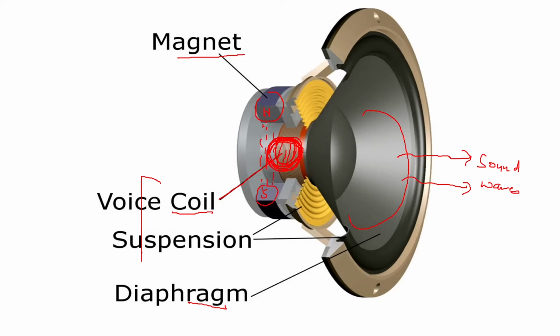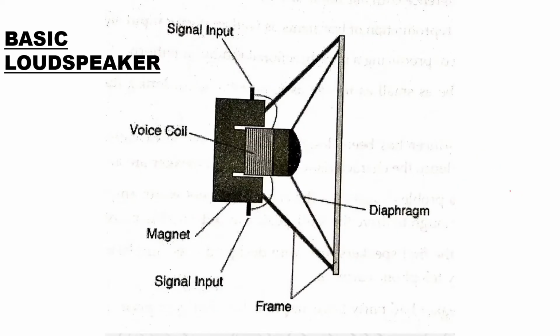If you see this diagram in detail, then you can see how a basic loudspeaker works. Here you can see that there is a magnet, and in that magnetic field a voice coil is placed. Here you can see the magnets, and in that you are going to place a voice coil. This is a voice coil.